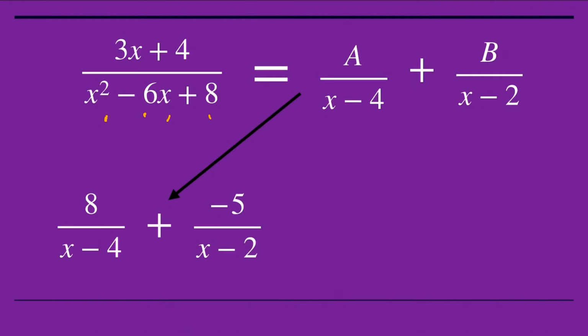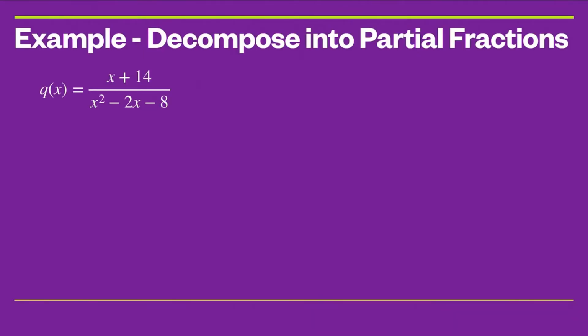So what I'm going to do now is walk through the entire process step by step with one of the examples that I have. So let's go to the process. Here's the example we're going to work on. We're going to decompose into partial fractions Q of x equals x plus 14 over x squared minus 2x minus 8.